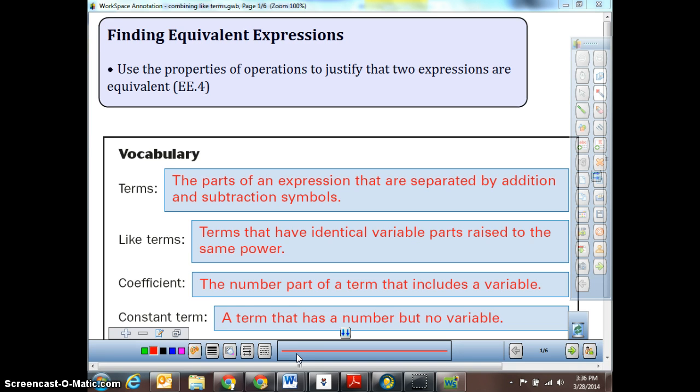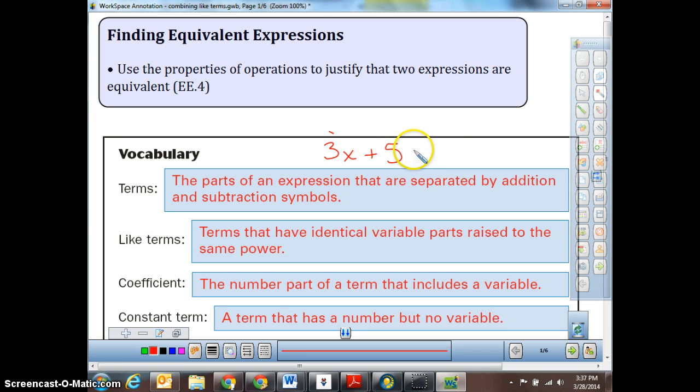The first thing we need to know is, what is a term? A term happens to be a part of an expression that are separated by addition or subtraction symbols. So I'm going to write an example here for you. If we have 3x plus 5, we happen to have two terms there. We've got the 3x and we have the 5. It's separated by this addition symbol, so I happen to have two terms here.